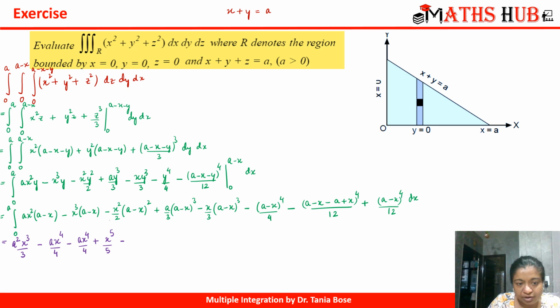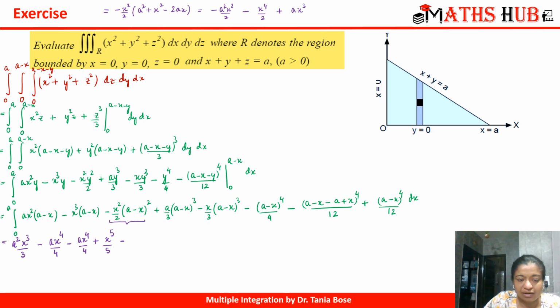Minus. Now what about this term? Let us open up this term here and I'll integrate it accordingly. I'm not left with much space. So this is minus x squared by 2 into a minus x whole square. So this is a square plus x square minus 2ax. So when I solve it, I'll get minus a square x square by 2. Then I have minus x to the power 4 by 2. Then plus 2 cancels and I will get ax cubed.